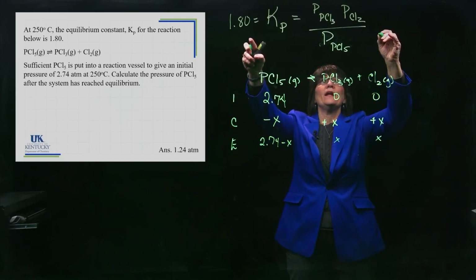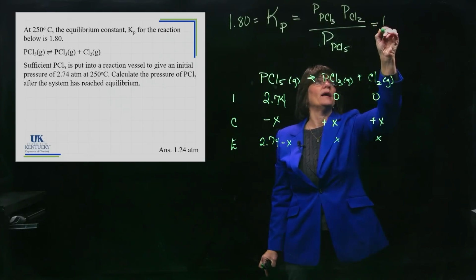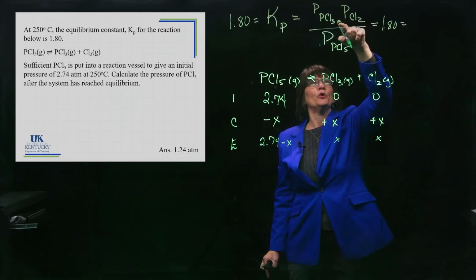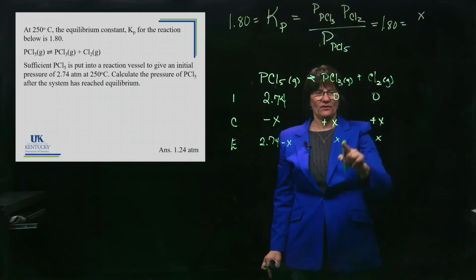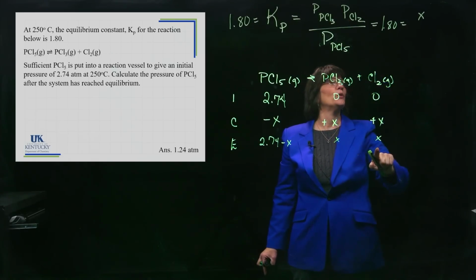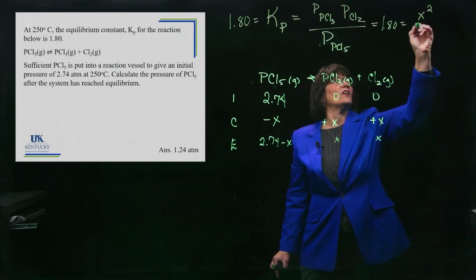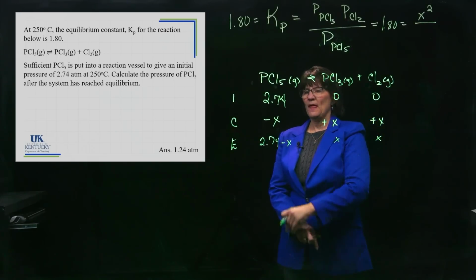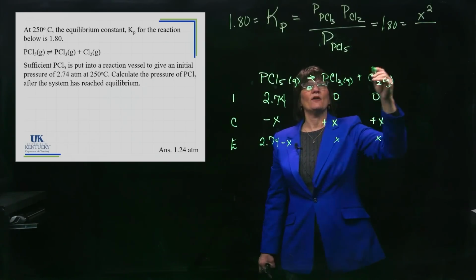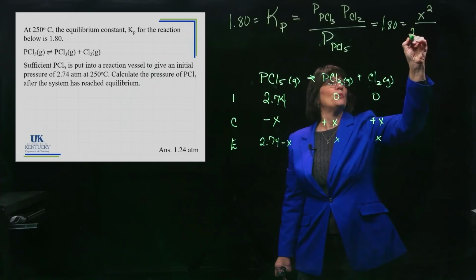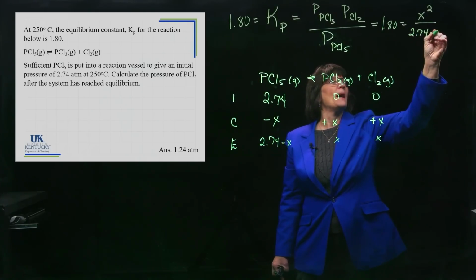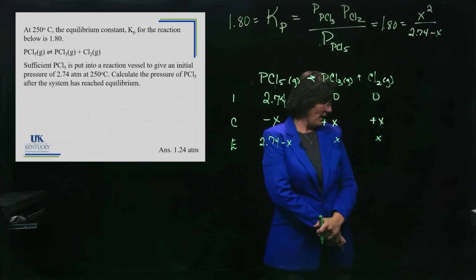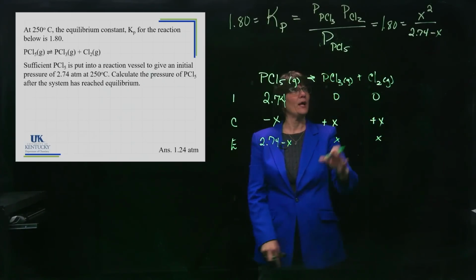So 1.80, which is what this equals, is equal to PCl3, which is X, Cl2, which is also X, and X times X is X squared, divided by PCl5, which was 2.74 minus X. Now we have to solve for X. How do we do that?